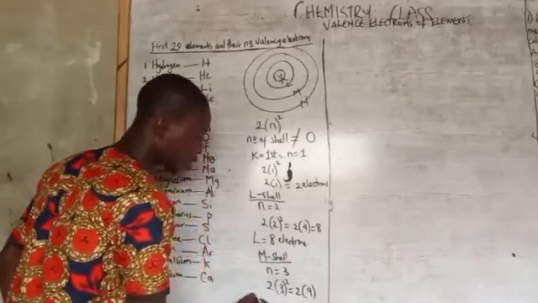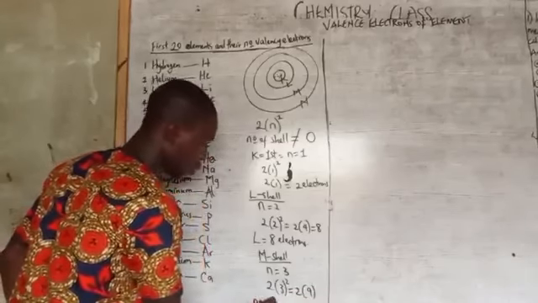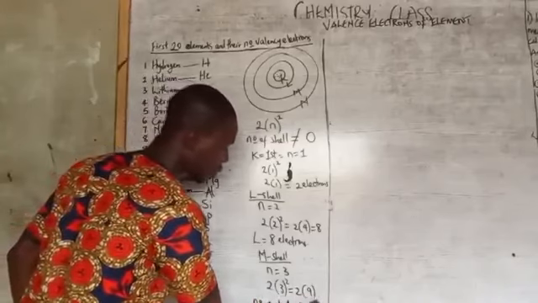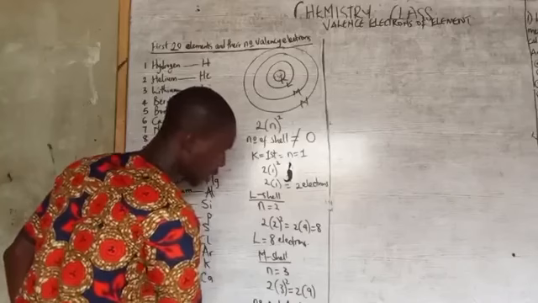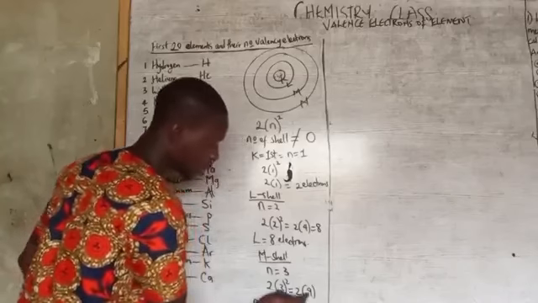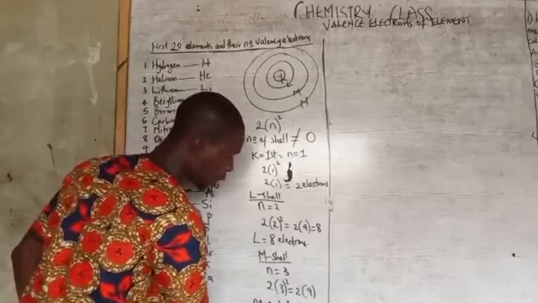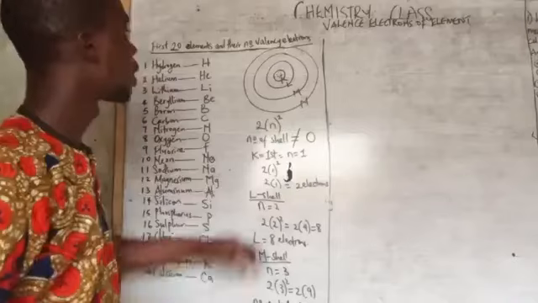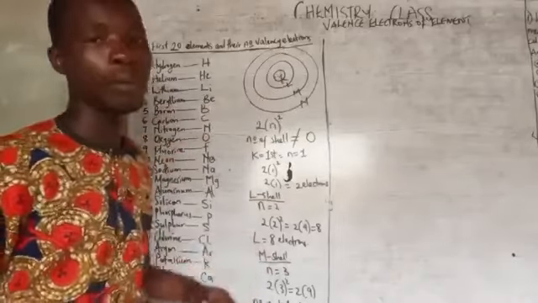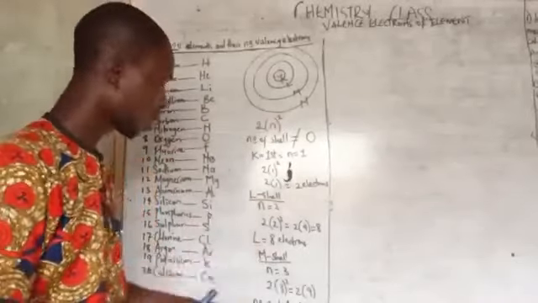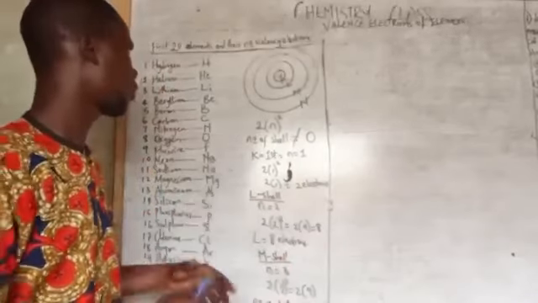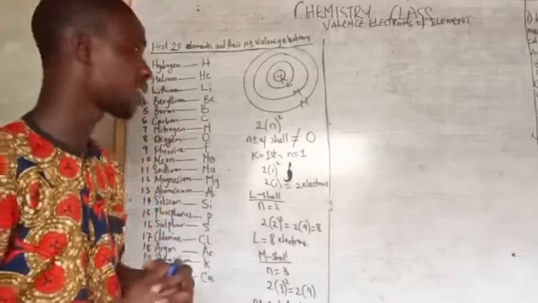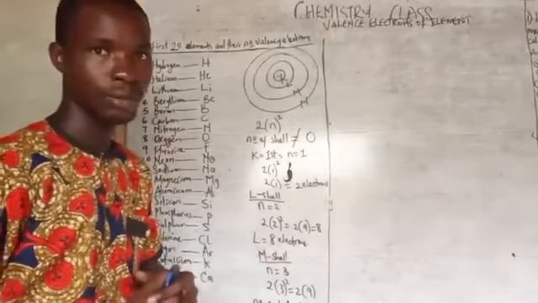And the number of electrons in M shell is 2 times 9, 18 electrons. So that is the maximum number of electrons M can occupy, and that is 18 electrons. You can configure the next, which is N, to figure out how many electrons were present in the N shell.